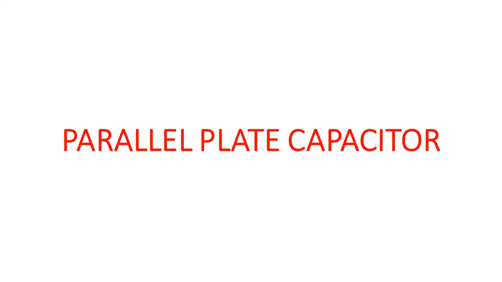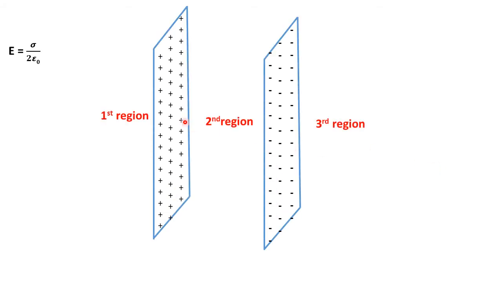In this part of the unit electrostatics, you will learn about parallel plate capacitor. You have studied in first chapter electric field intensity due to a thin sheet of infinite extent is given by E is equal to sigma by twice epsilon naught. This electric field intensity is independent of the distance of the point from this thin sheet of charge.